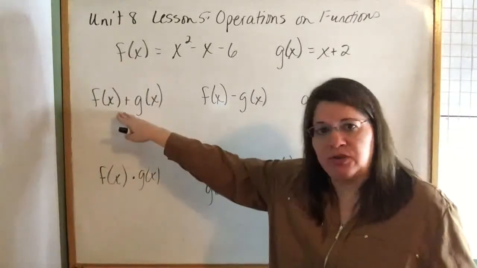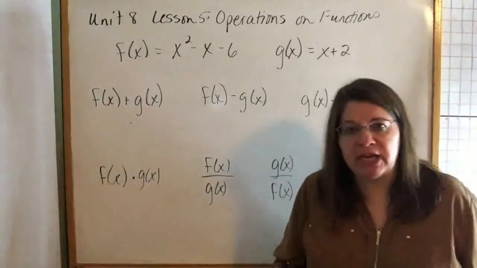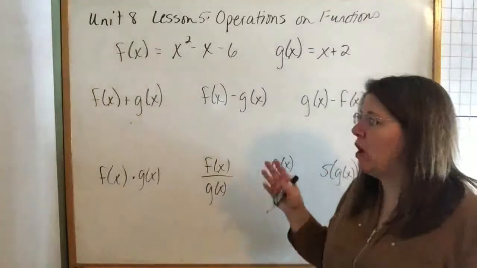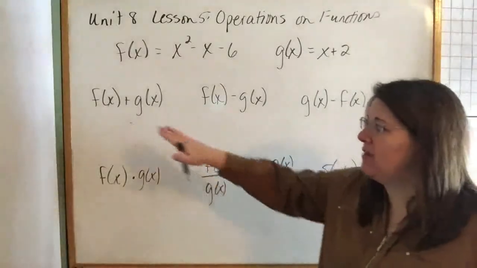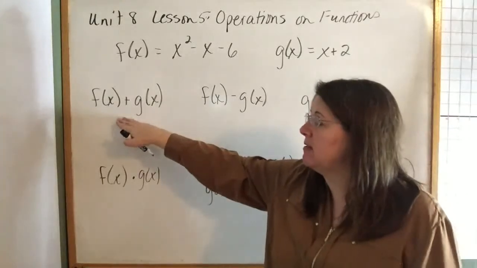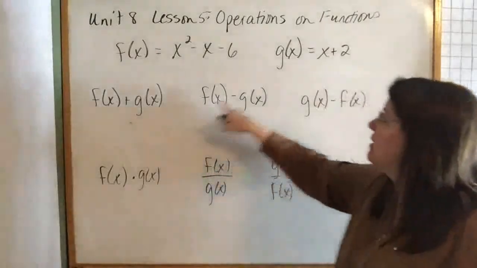We can add functions together. We can subtract functions from each other. We can multiply functions together. We can divide functions by each other. So we can do all four of the math operations. So if they give us something like this, where it says f of x plus g of x, all that means is find f of x, write it down, and then add g of x to that.